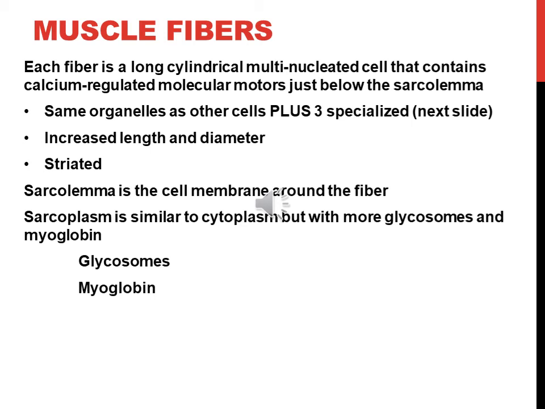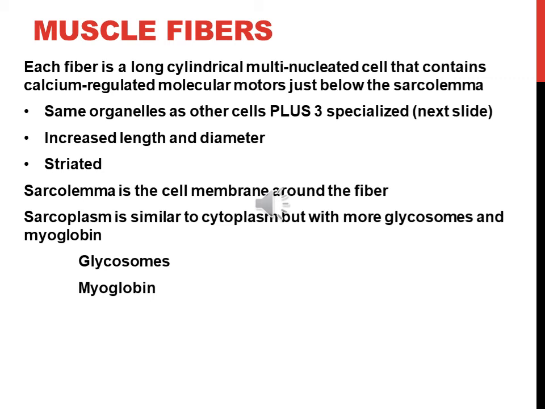Cells here have an increased length and diameter, so they're 30 centimeters long, and that's huge because we have hundreds of embryonic cells that fuse together to produce each fiber. And they're 10 times the size of an average body cell, kind of big. And here we're talking about them being striated, which we've talked about a bunch.